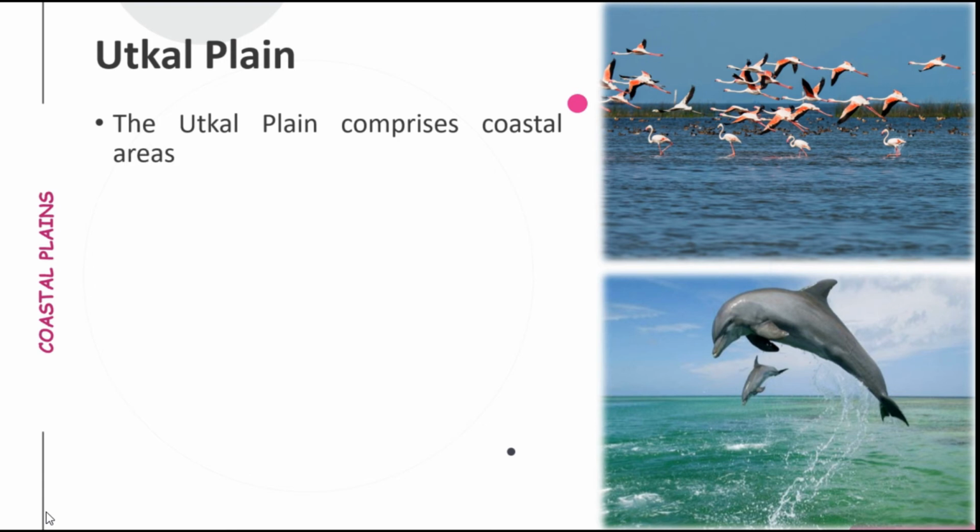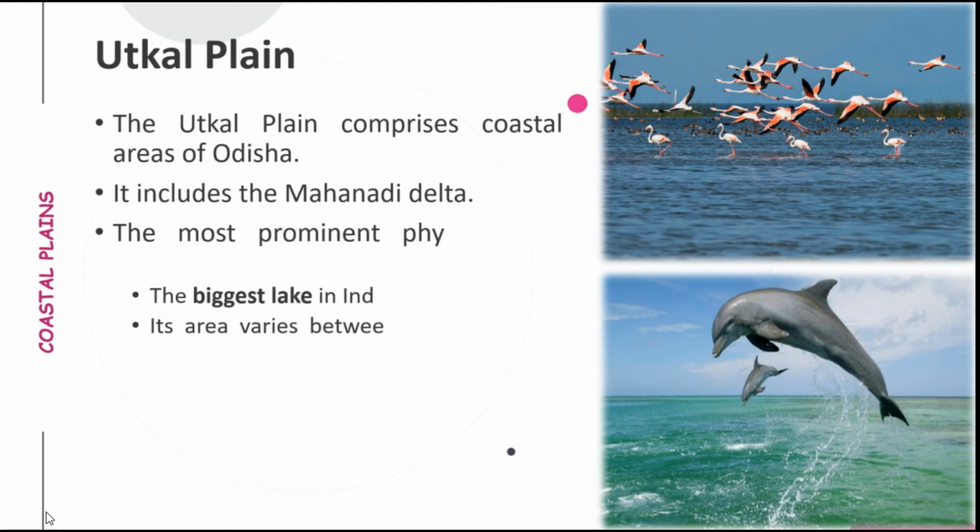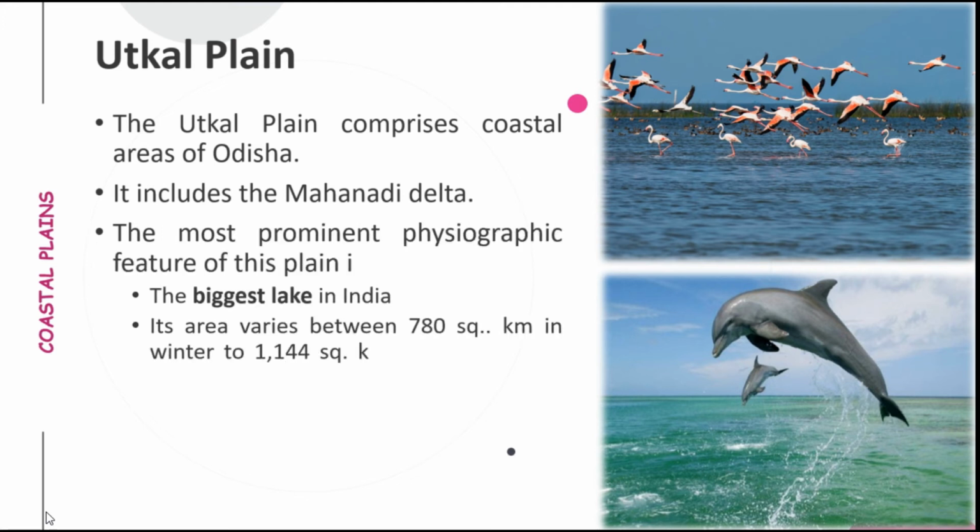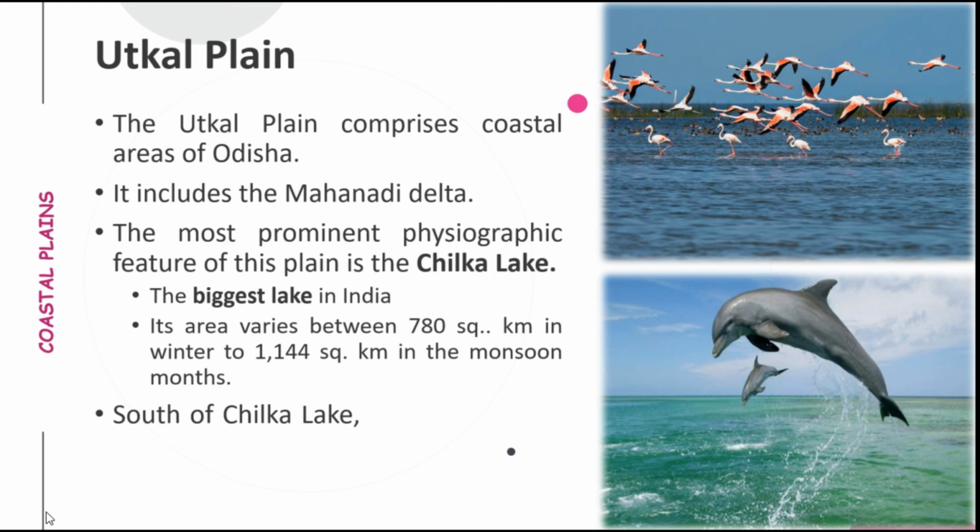The Utkal Plain comprises coastal areas of Odisha. It includes the Mahanadi Delta. The most prominent physiographic feature of this plain is the Chilka Lake. It is the biggest lake in India and it lies to the south of the Mahanadi Delta. Its area varies between 780 square kilometers in winter to 1144 square kilometers in the monsoon months. South of the Chilka Lake, low hills dot the plain.